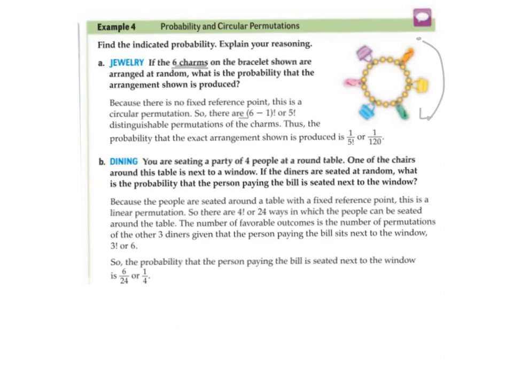So if you do 6 take away 1, you're left with 5 factorial. And don't forget, it's going to be 1 over the factorial, so 1 over 5 factorial. And don't forget, 5 factorial is 5 times 4 times 3 times 2 times 1, which will give you 120.